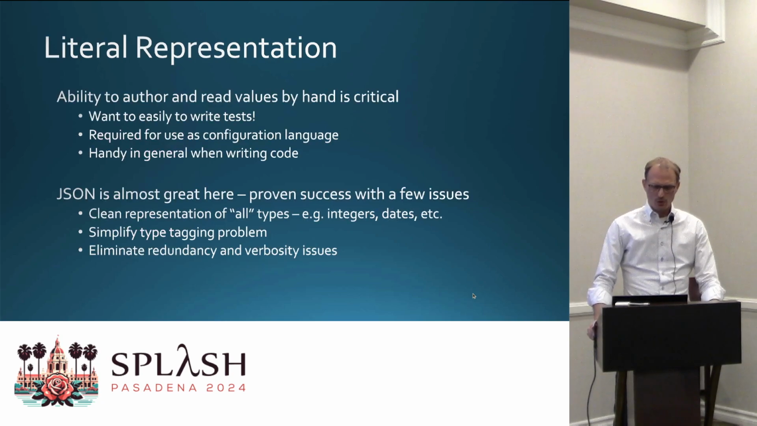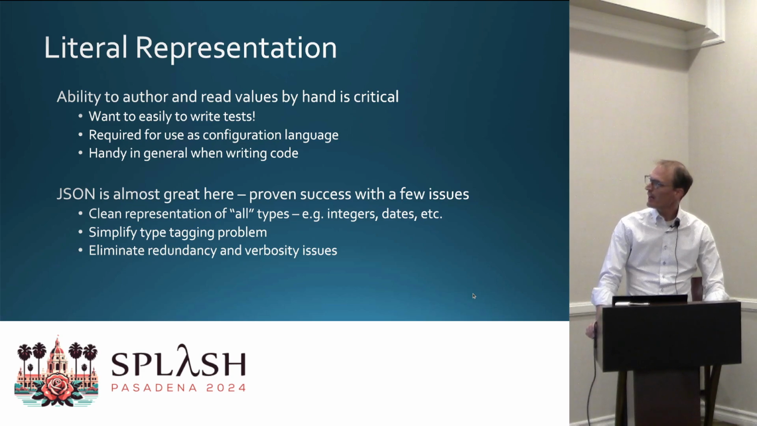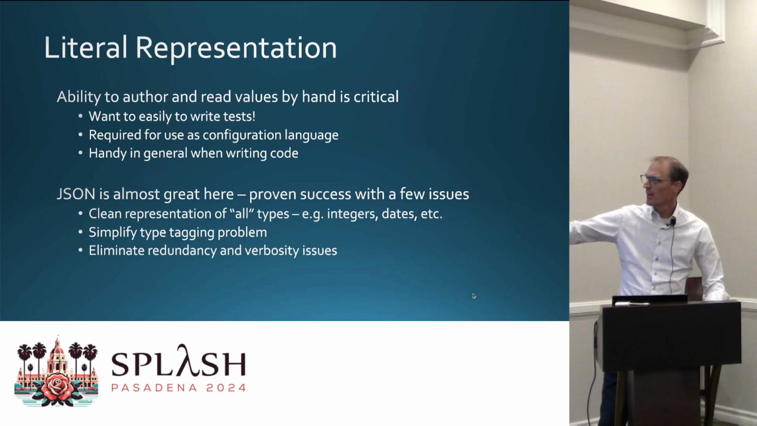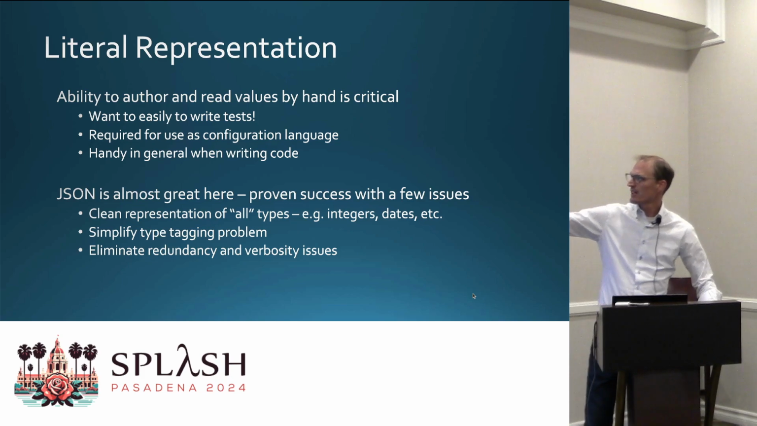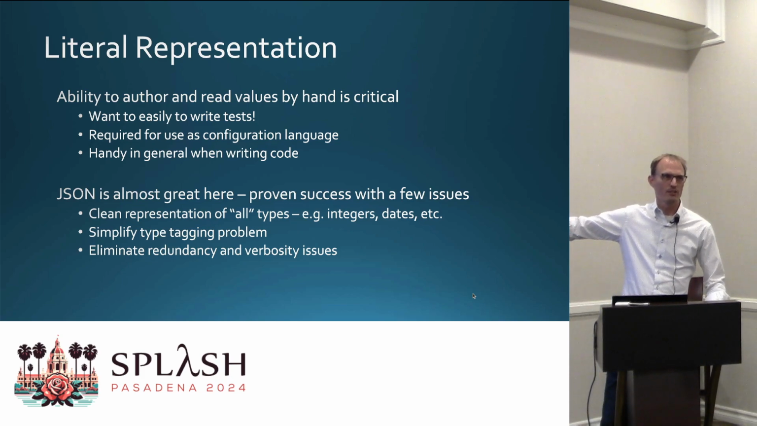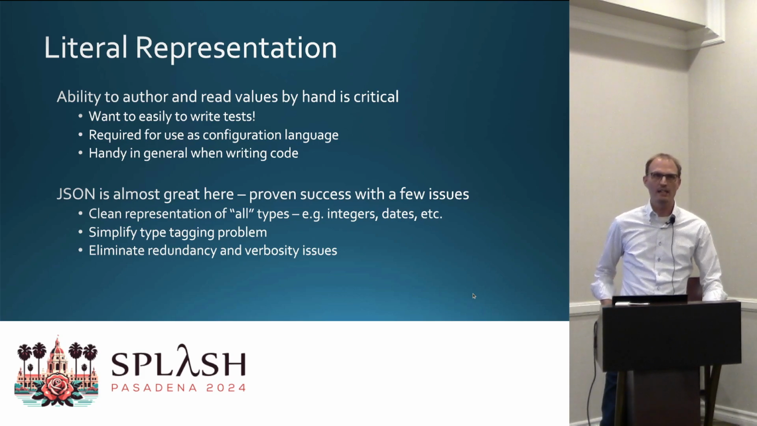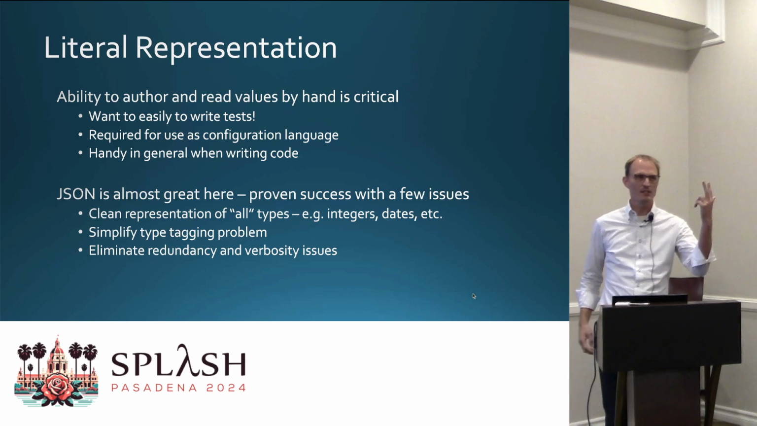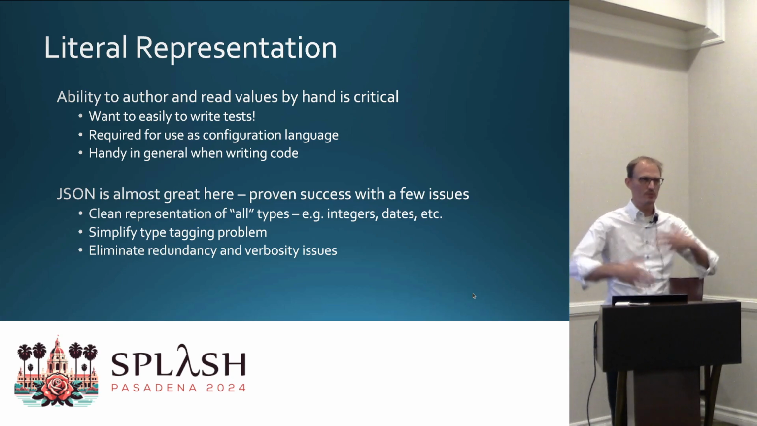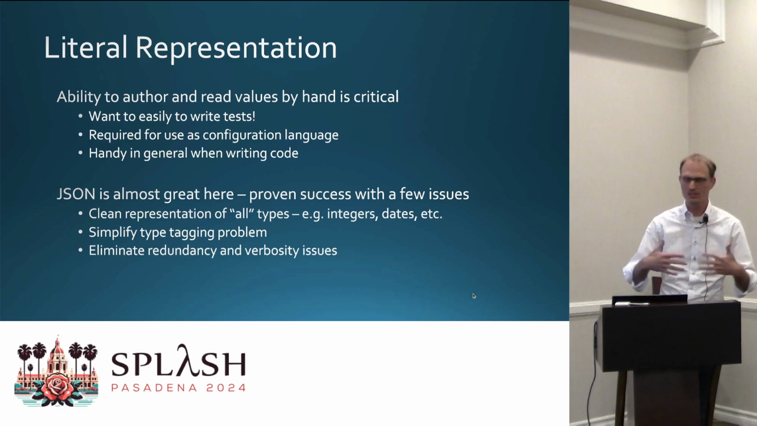Then I said we want to have a literal representation. This is a nice way to make it really easy to author and read these values. JSON is very nice. A couple of pain points it has: it doesn't have a good representation for all types. A lot of stuff gets crammed into strings. And there are all sorts of tagging issues. Some people will use tags on the object. Some people will use envelopes. And there are always conflicts in the way it's done.